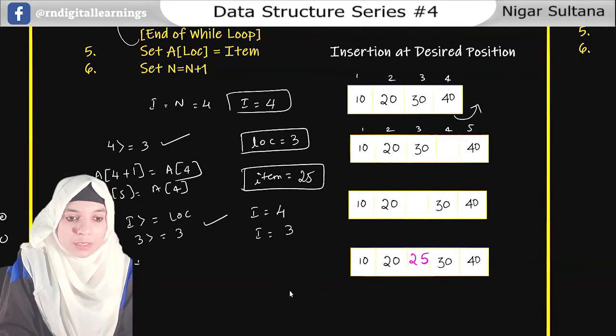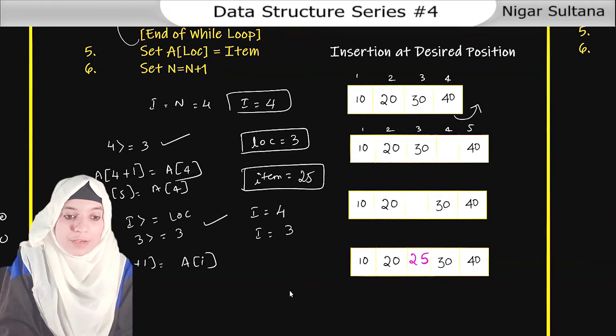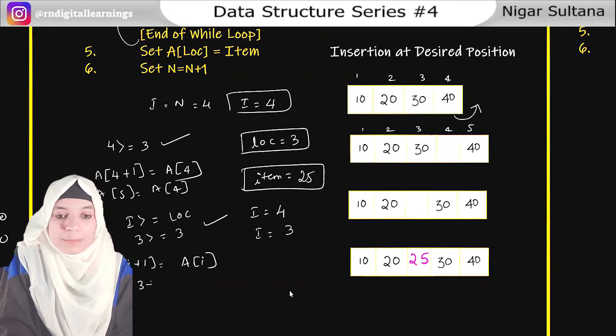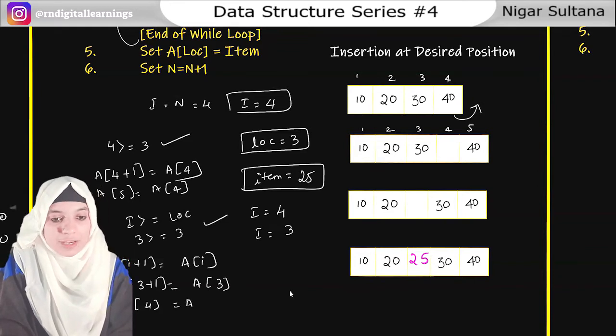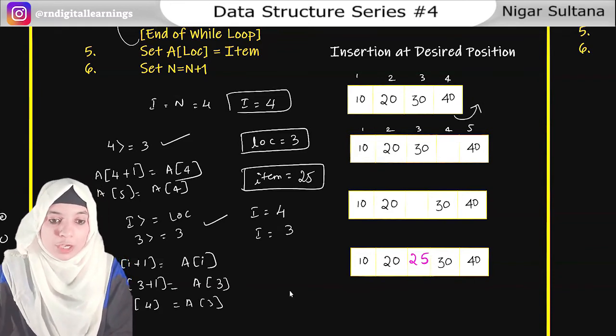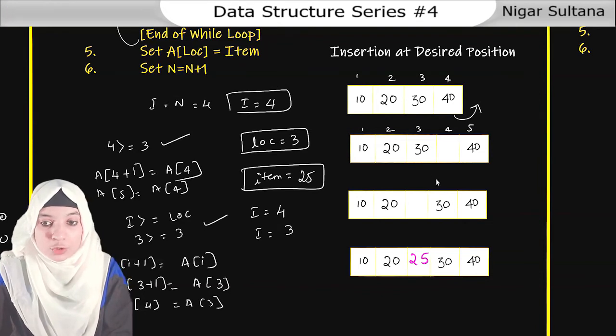A of I plus 1 is equal to A of I, isn't it? So what is the value of I now? A of 3 plus 1 is equal to A of 3. Now, in the place of A of 4, I need to give the value of A of 3. What is the value of A of 3? A of 3 is 30. I need to place it at A of 4.